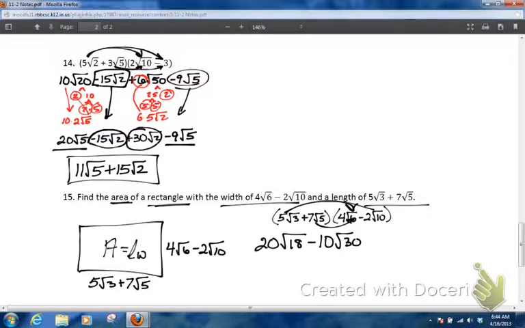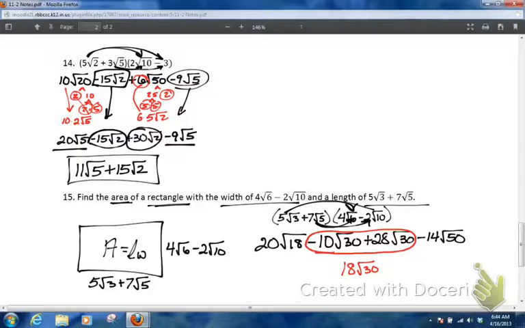7 root 5 times 4 root 6, 28 root 30. And 7 root 5 times negative 2 root 10 is negative 14 root 50. Right away I can see that these two terms in the middle can be combined, and I know that the square root of 30 does not simplify, since I've done so many of those square root of 30s, so I know this is simply going to turn into 18 root 30, but I know my other ones will simplify some.